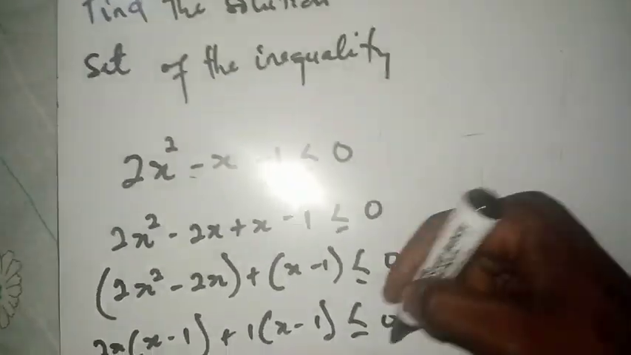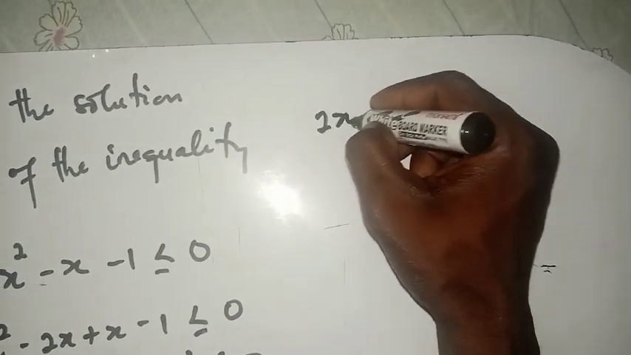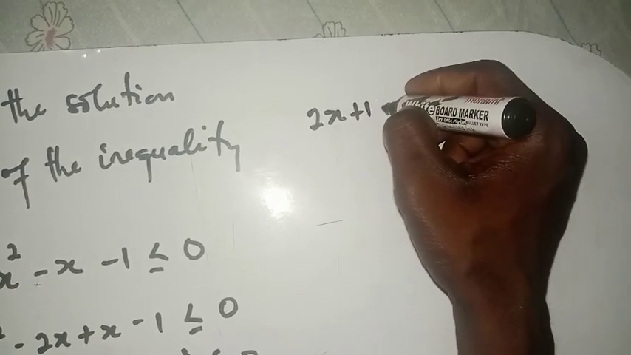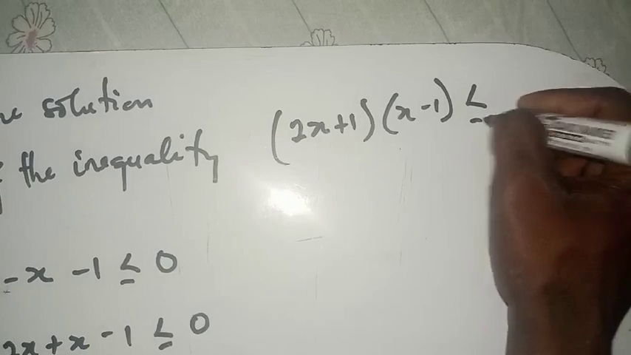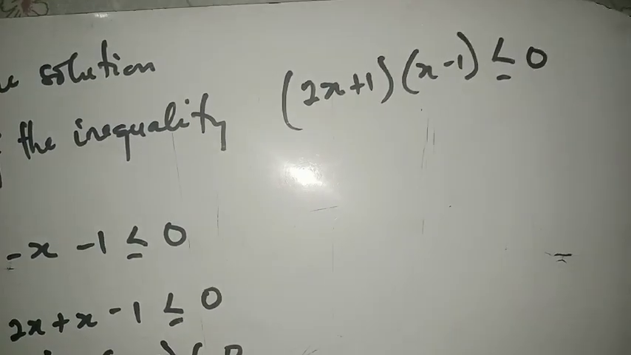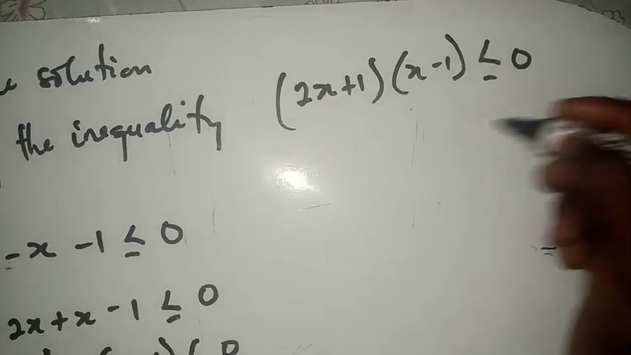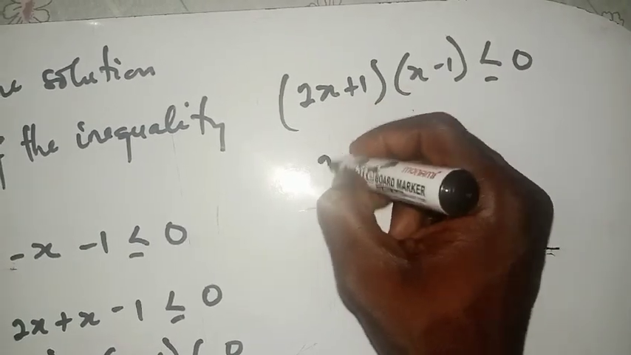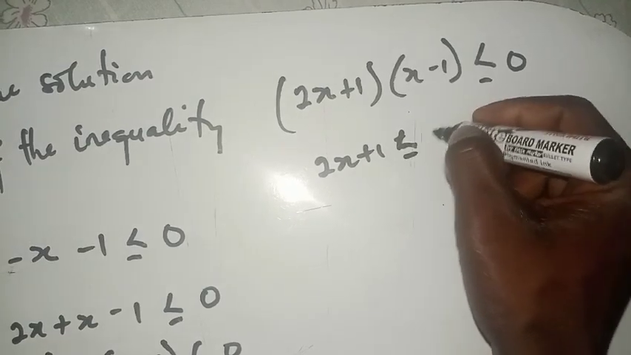So what do you do here? From here, let's come to this side, we have 2x plus 1 in one bracket, and then we have x minus 1 also in one bracket. Is that okay? So perfect. Now, if you want to solve this guy, you should have 2x plus 1, that is less than or equal to 0.